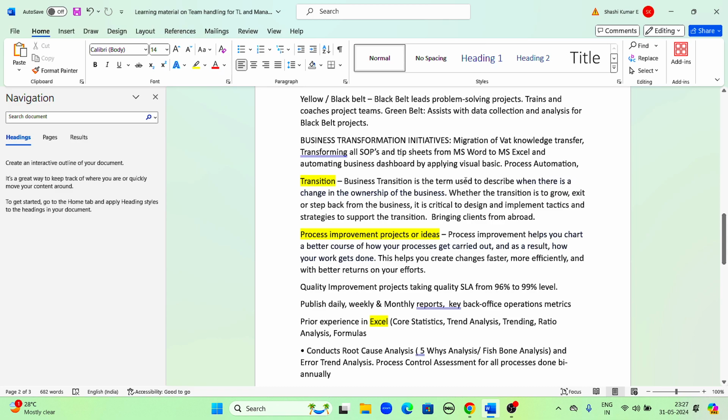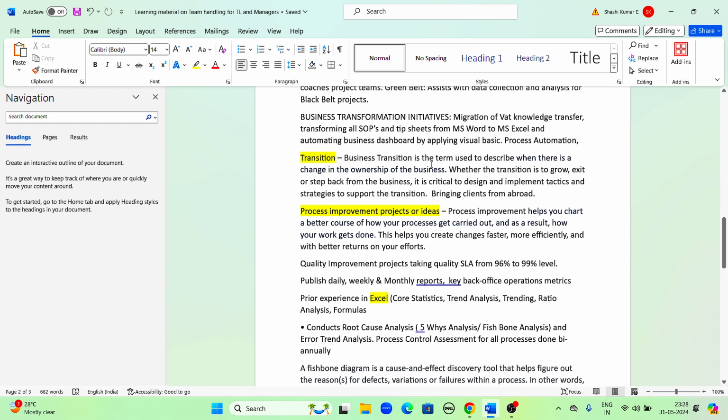Then business transformation initiatives. It can be related to a migration or knowledge transfer, or transforming all SOPs and tip sheets from MS Word to Excel, and automating the business dashboard by applying Visual Basic or process automation. So there are some initiatives which we can do, and we can even add them to our skill set in the resume.